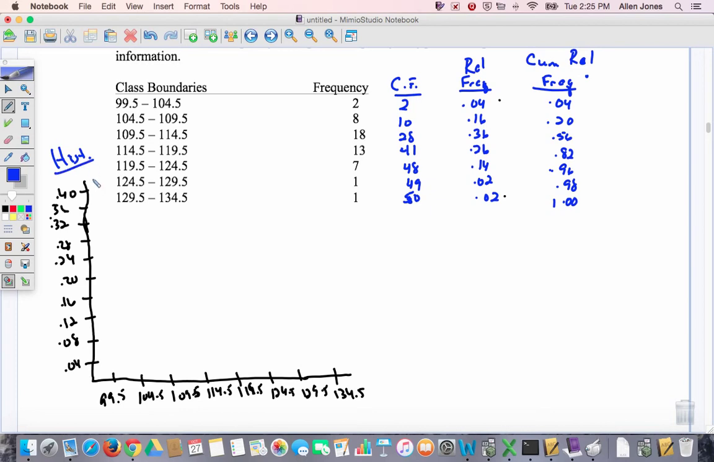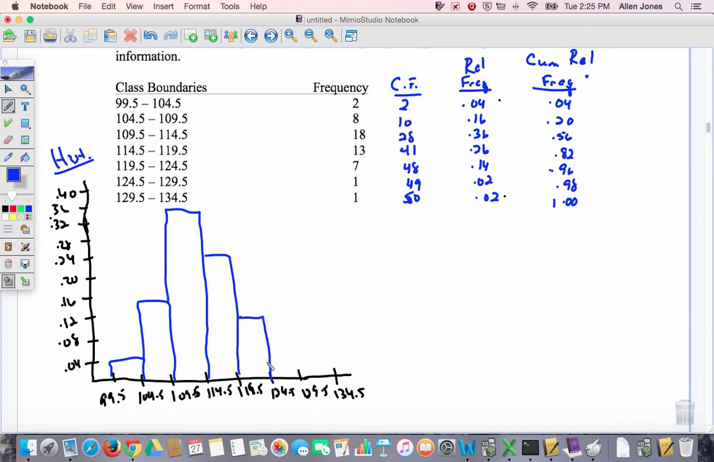And as we discovered previously, our histogram, which is what we're doing here, is our bar graph. So our first one has 4%. Our second one has 16%. Our third one has 36%. We then have 26%, 14%, 2% and 2%.